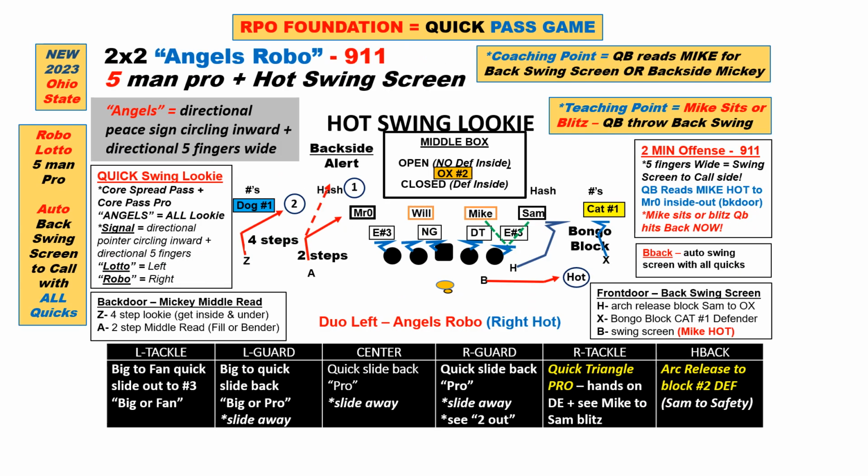Next, we can scaffold that RPO foundation into our quick pass game. You can see here, we're going to run a swing screen to the right, but we're going to use that same Mickey read route on the left. Quarterback has the option of reading the Mickey read if he has good access to the swing to the right.